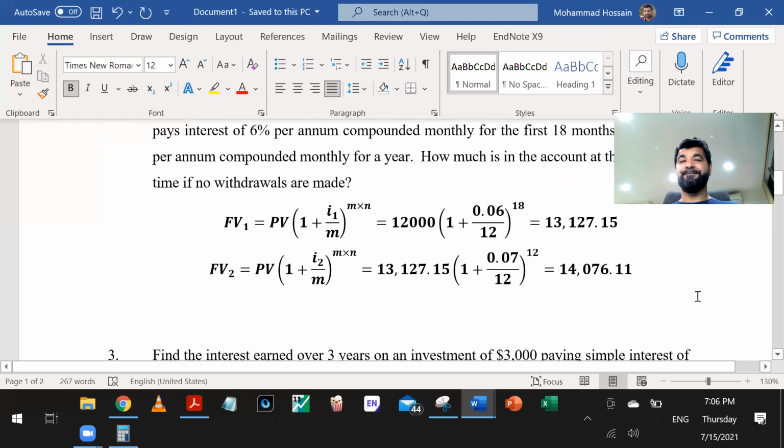Does this one make sense to you guys? What did I do here? Why did I put 13,127? Because after 18 months, the interest rate is increased to 7%.